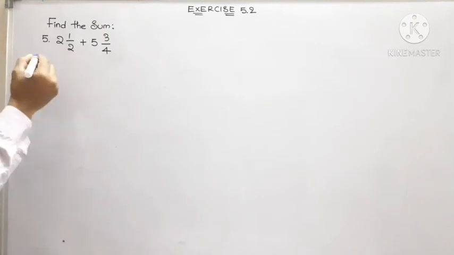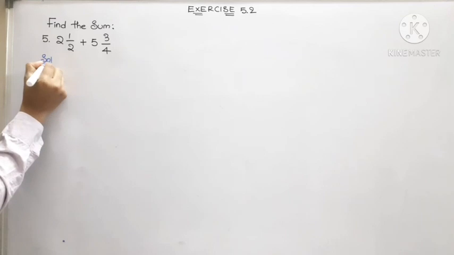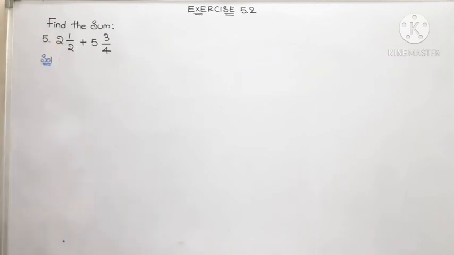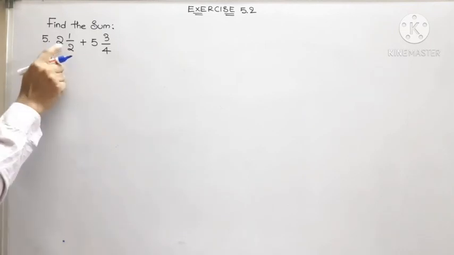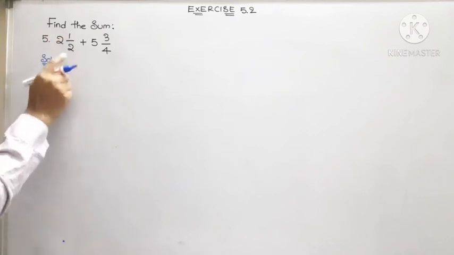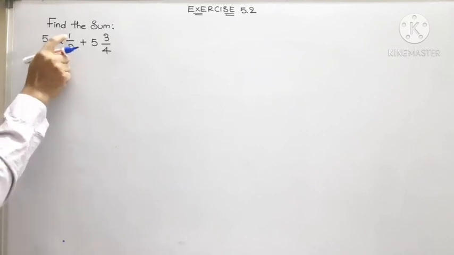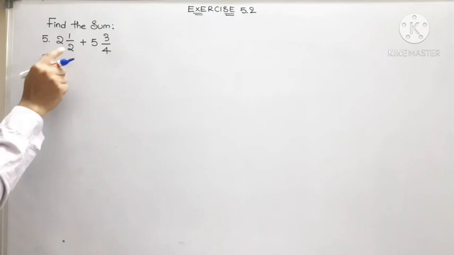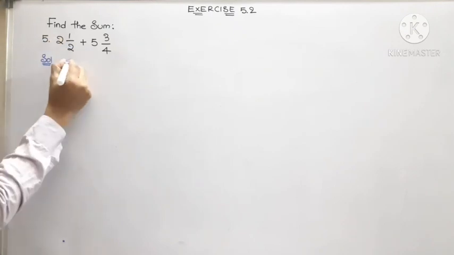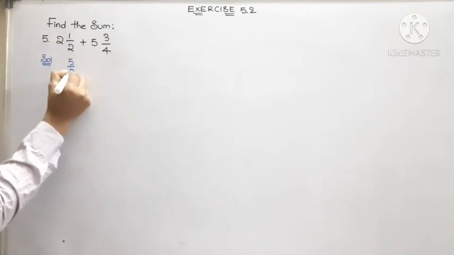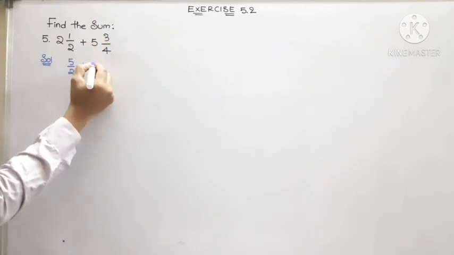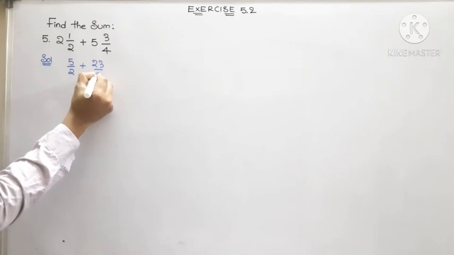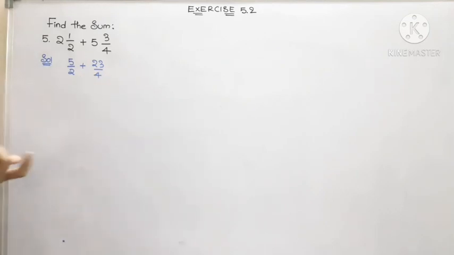Look, the given fractions are mixed fractions. So first we have to convert them into improper fractions. How will we do it? 2 twos are 4, plus 1. This should be multiplied and the result will be added to this. 2 twos are 4, 4 plus 1, 5 by 2. Then 4 fives are 20, 20 plus 3, 23 by 4.